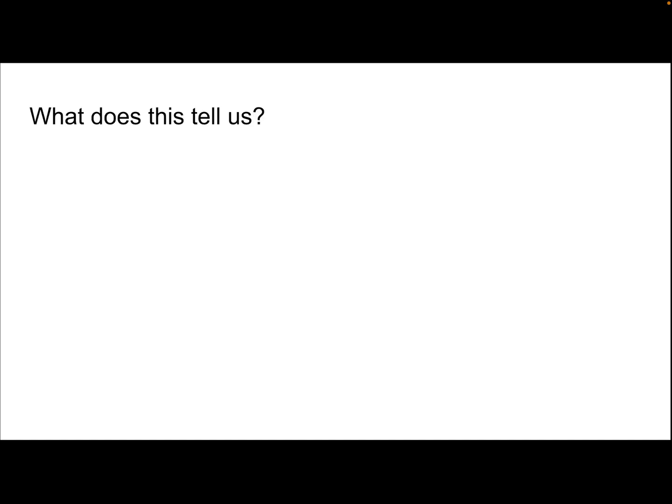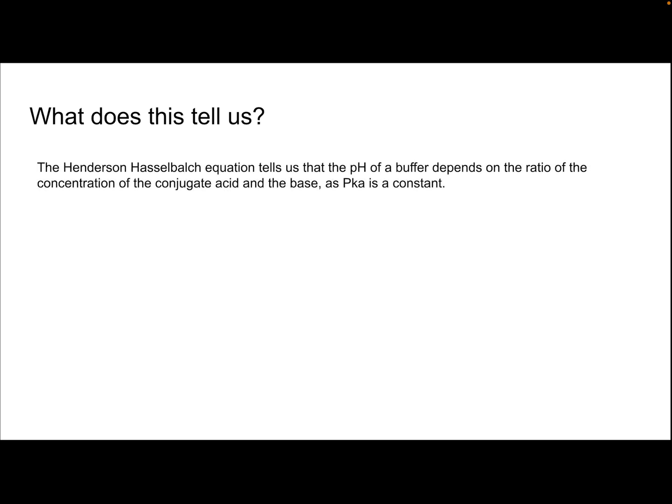So what does the Henderson-Hasselbalch equation tell us? It tells us that the pH of a buffer solution depends only on the ratio of the concentration of the conjugate acid and the conjugate base, because the pKa is a constant. So we see here that pKa equals pH plus log of HA, the acid, over the base. pKa is a constant, so pH is only going to depend on the relative ratio of the acid and the base.